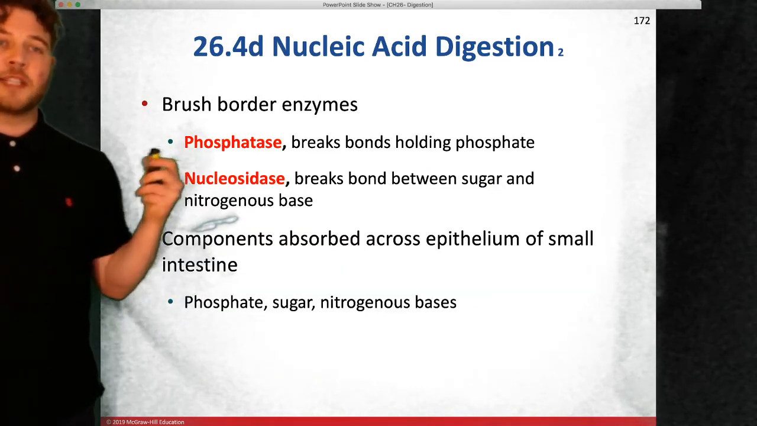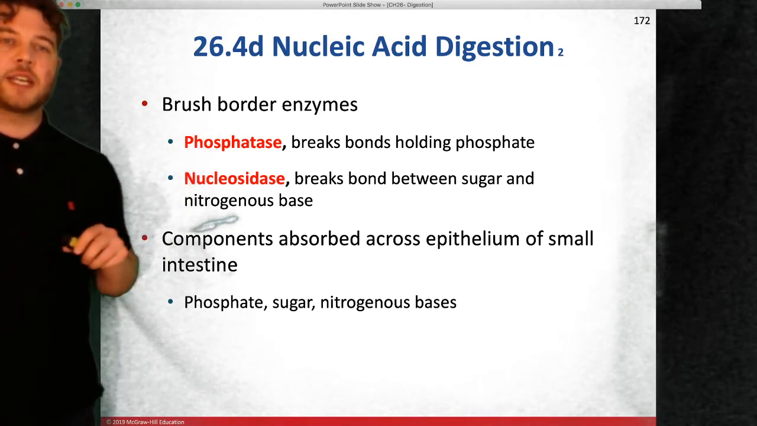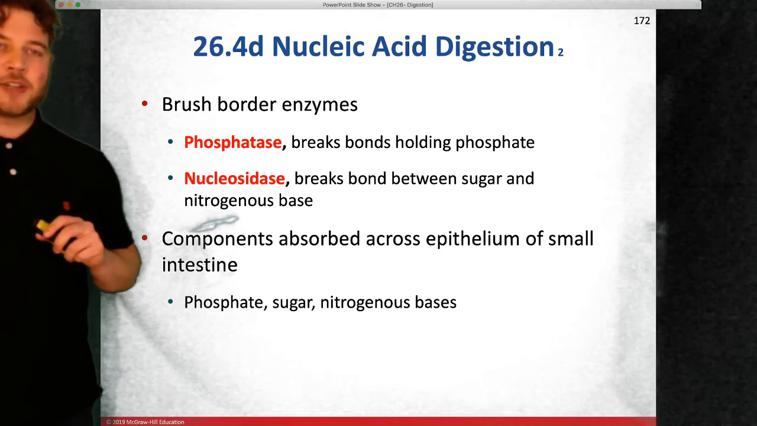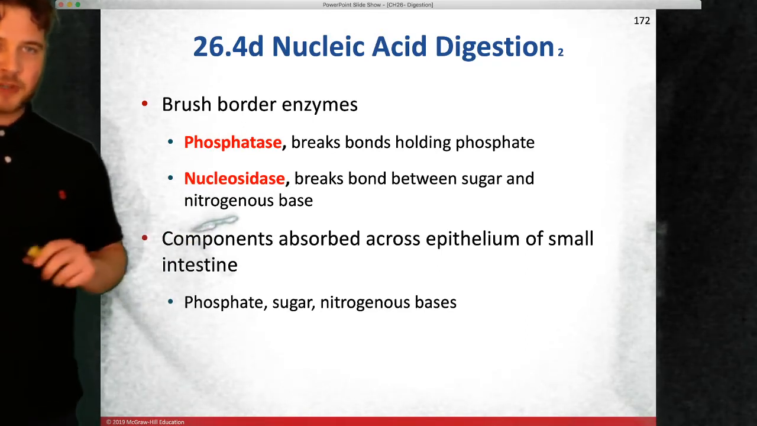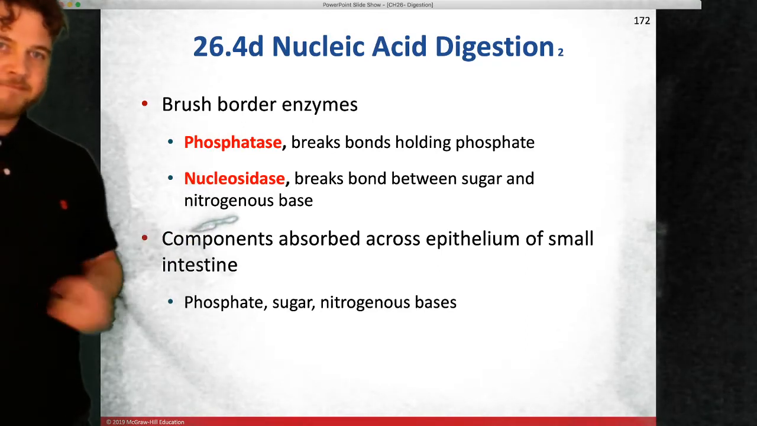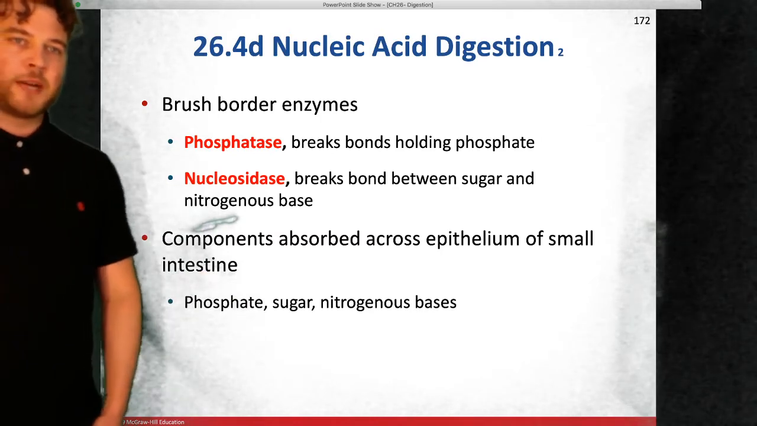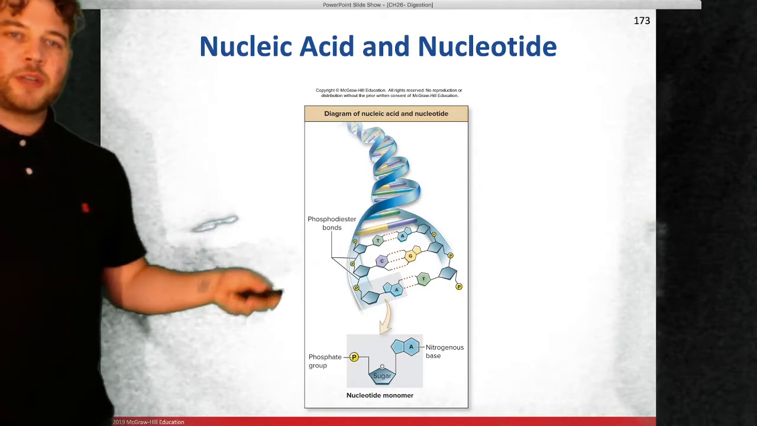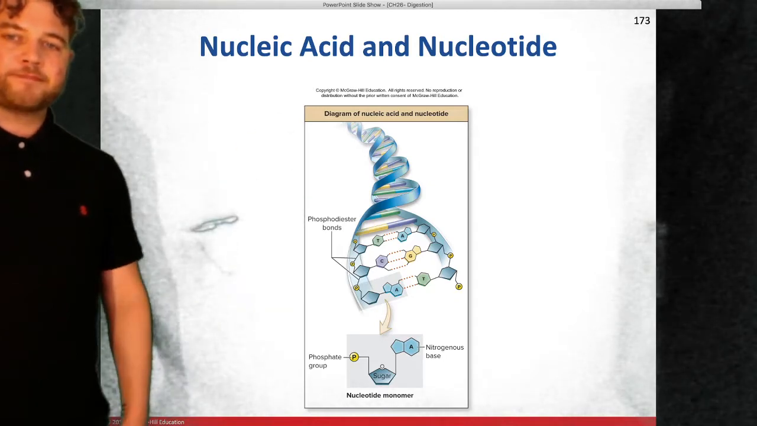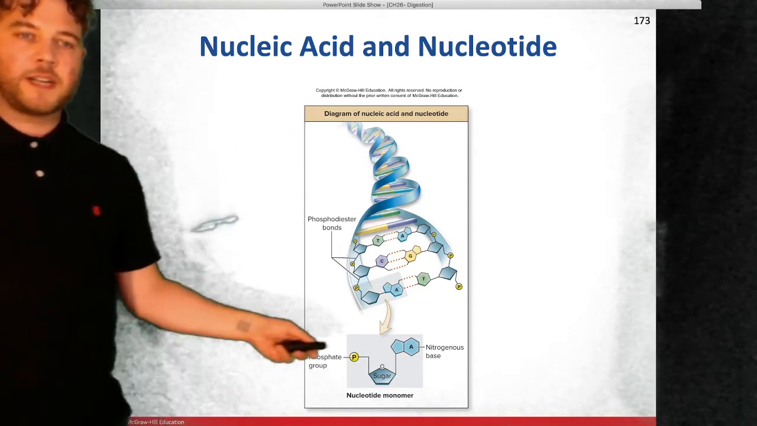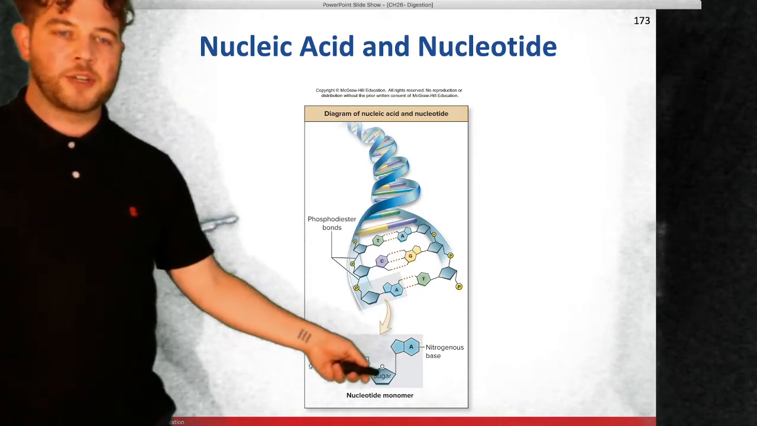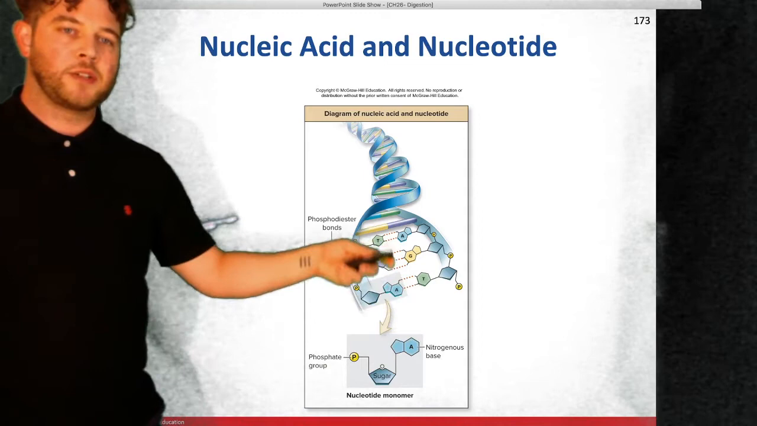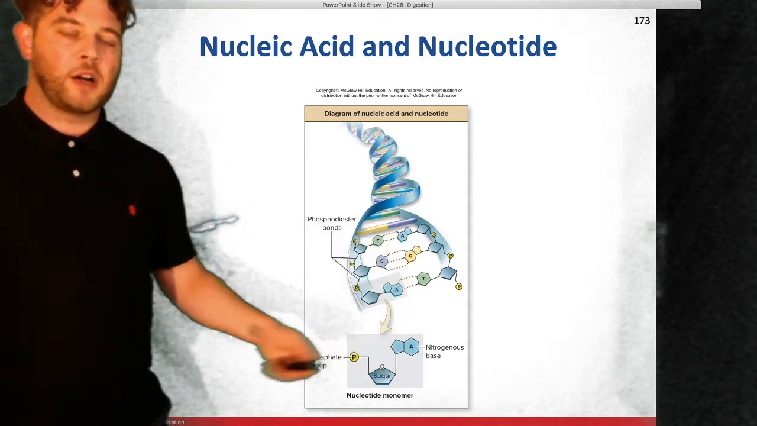You then have brush border enzymes, your phosphatase and your nucleosidase, that break the bonds holding the phosphate and the bonds between the sugar and the nitrogenous base. The components get absorbed across the epithelium of the small intestine as individual pieces. So here you have your DNA. You can see your phosphate group, sugar, and your nitrogenous base. The nitrogenous base is lined up in the middle, and you'll have different enzymes that are going to break all three of these off.